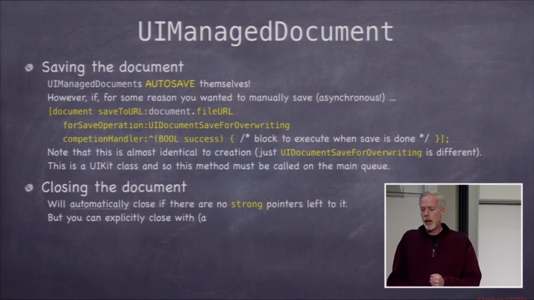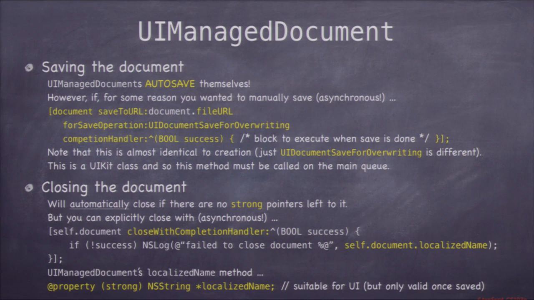Okay. Second thing, closing the document. Well, it kind of auto-closes as well. When does it close? When there are no more strong pointers to it. In other words, when it's going to leave the heap, it gets closed automatically. So you generally don't call close either, but you can do that as well. And close, just like saving, are asynchronous, and you've got to implement these completion handlers to do whatever you want when they're done closing or done saving.